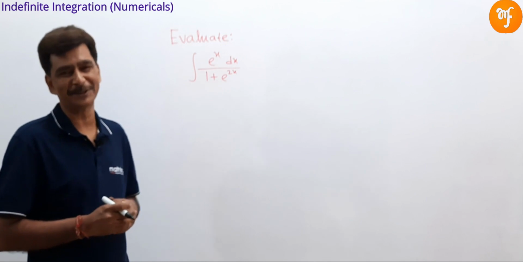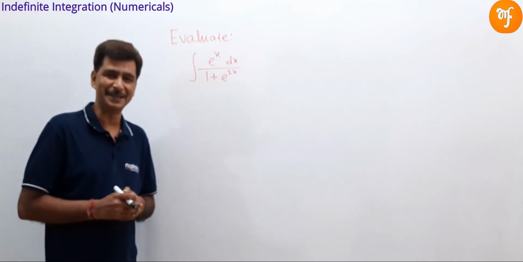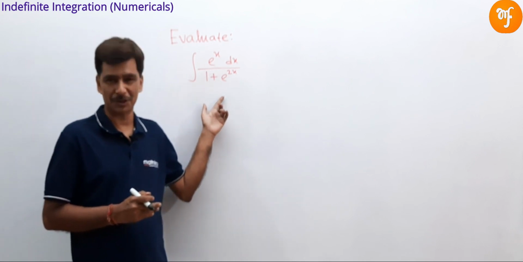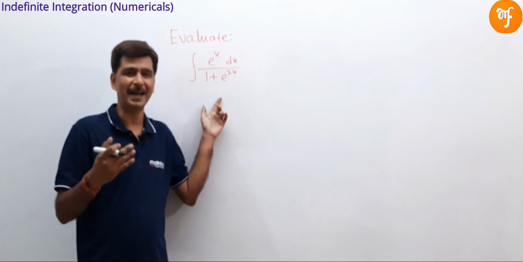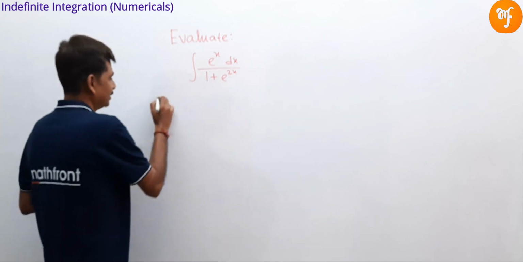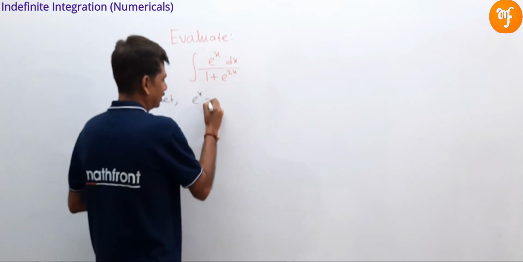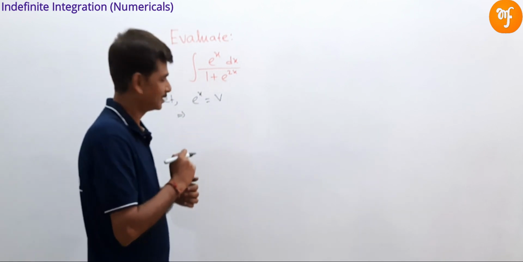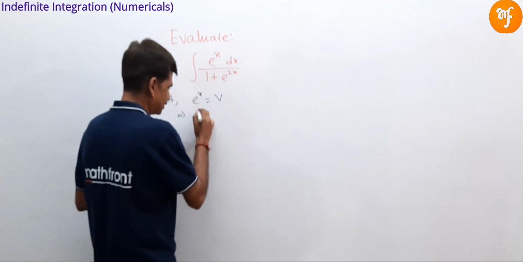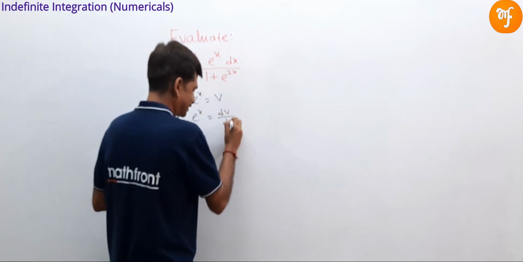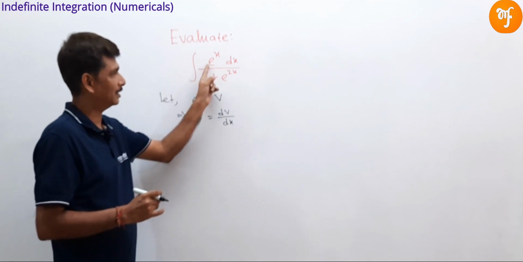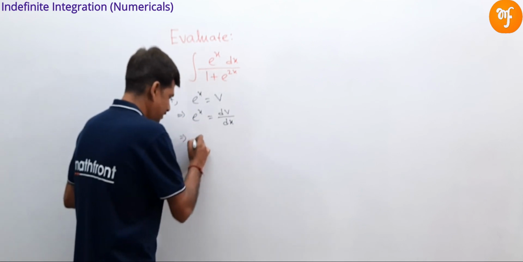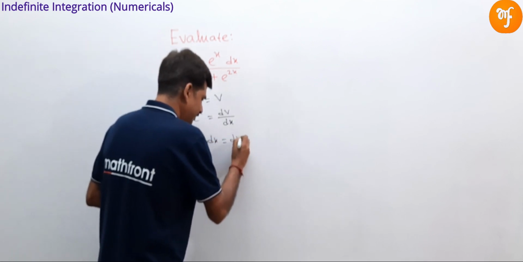Now come to another question, that is the integration of e to the power x dx divided by 1 plus e to the power 2x. To solve this numerical, we will first assume e to the power x is equal to v at the denominator. So let e to the power x is equal to v. Now differentiating both sides with respect to x, d/dx of e to the power x is e to the power x, equal to dv by dx. Now as the numerator of the integration is e to the power x dx, we can write e to the power x dx is equal to dv.